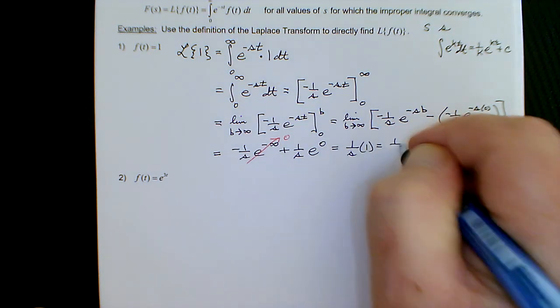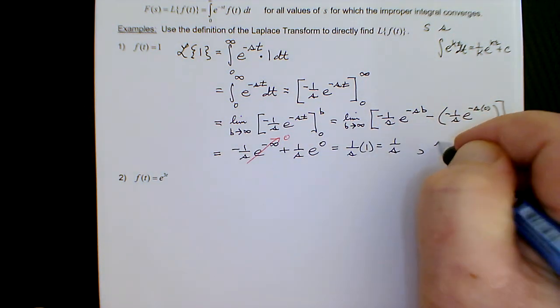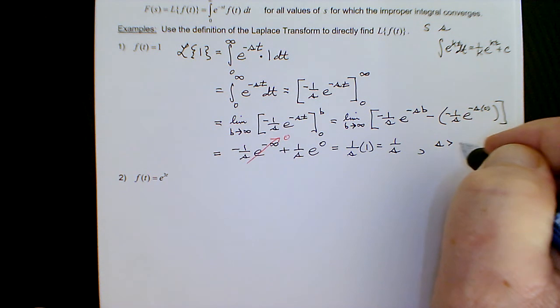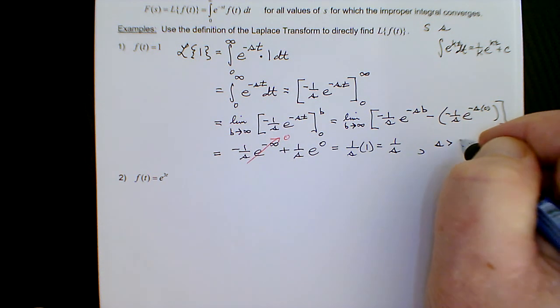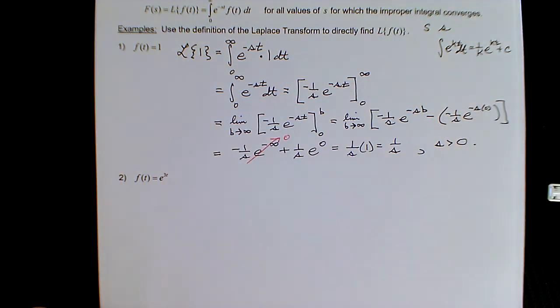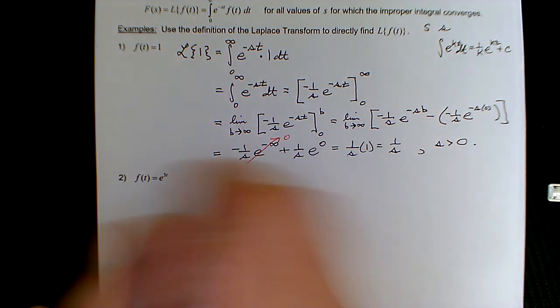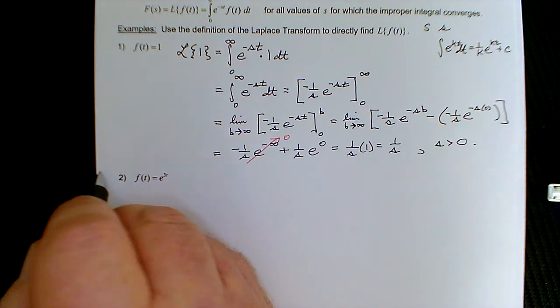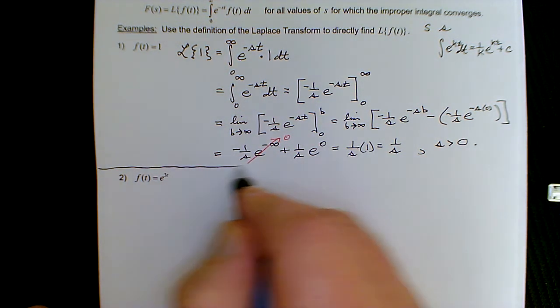Or 1 over s. And that would be provided that s is greater than 0. So you do need that statement indicating the value of s. Okay, that is going to satisfy that equation. Okay, so that's one example. We'll kind of separate that here.